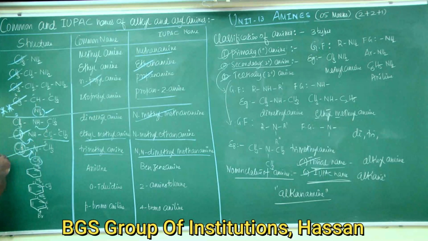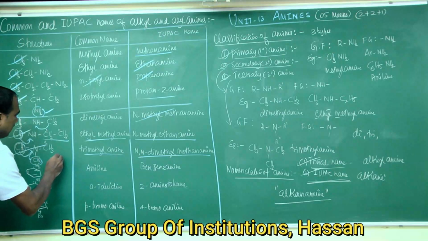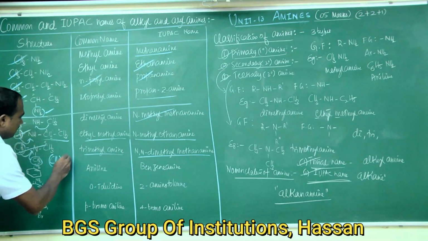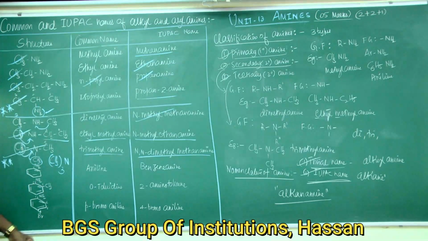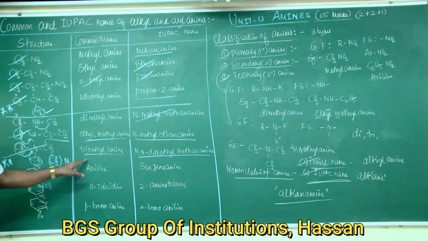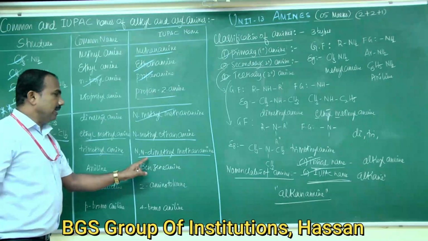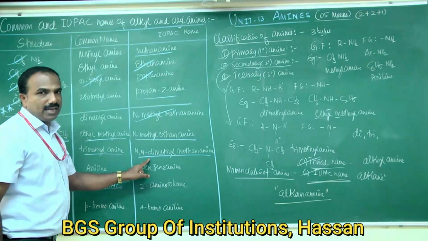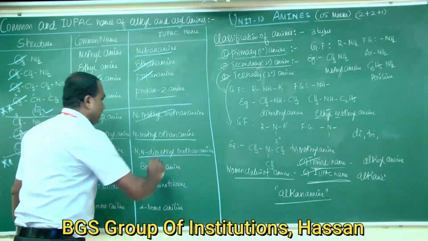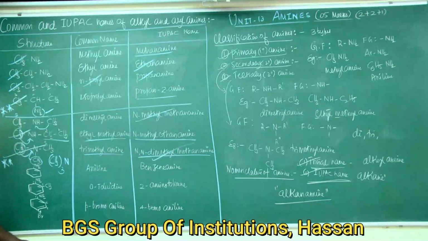This has already been asked in the annual examination. They will ask like this: write the IUPAC name of (CH3)3N, or they can also ask: write the IUPAC name of trimethylamine. You should write the structure first, and then name that compound. N,N-dimethylmethanamine is the IUPAC name for trimethylamine. Okay, so this is about alkyl amines.